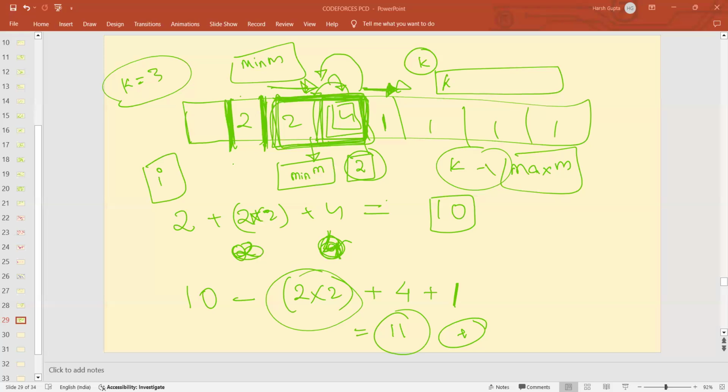But what if there is no element after your k minus 1 elements? To the right, you will not do this thing. If there is no element after the k minus 1 maximum elements, you will not do this thing.